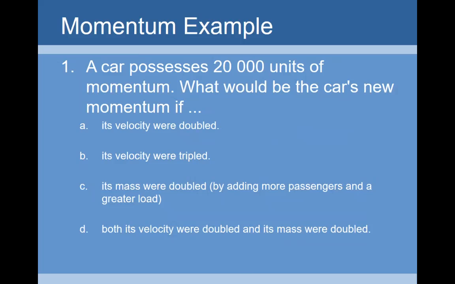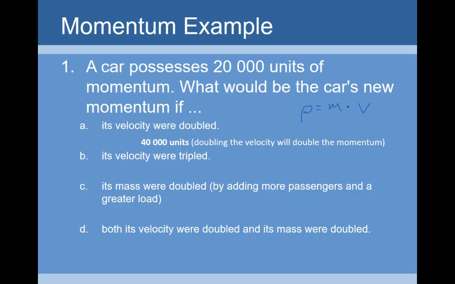Okay, welcome back. So what did you come up with? If its velocity were doubled, remember we want to keep track of our equation: P equals mass times velocity, mass in motion. And so if we double the velocity, that's going to double our momentum. So 2 times 20,000 is 40,000 units.